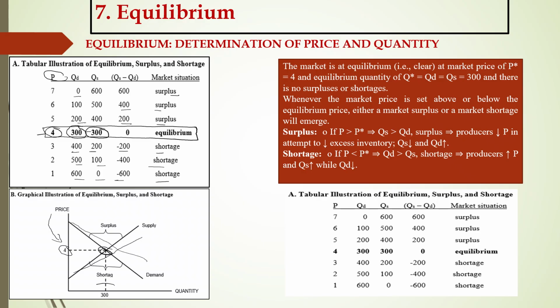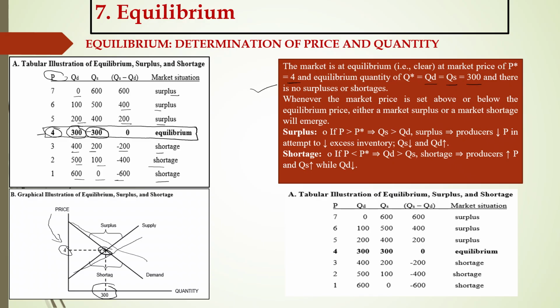And here you can see the quantity where the quantity demanded and quantity supplied are equal. The equilibrium quantity is 300. Here I have also written it in the explanation. The market is at equilibrium at a market price of 4. So at what price is the market in equilibrium? When the price is 4. And the equilibrium quantity is where the quantity demanded and the quantity supplied are equal. So my equilibrium quantity is 300.